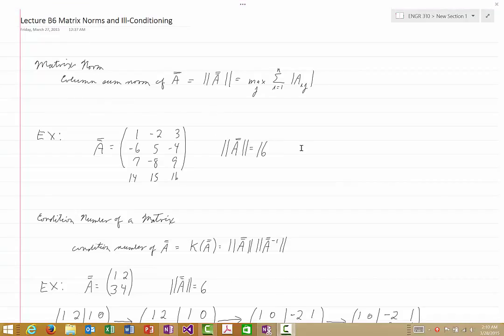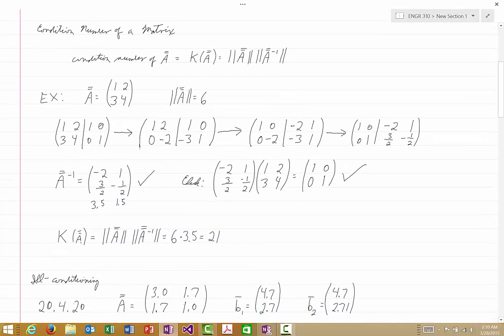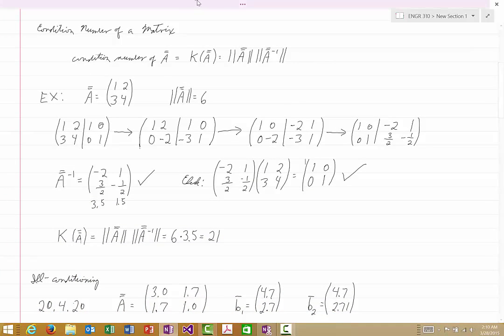Now to our next topic, the condition number of a matrix. Well, the condition number of a matrix is also very easy to calculate. And in fact, we're going to use what we just learned. The condition number of a matrix is designated as kappa of A, and it's equal to the norm of A times the norm of the inverse of A. So let's take, for instance, the matrix A, which is 1, 2, 3, 4.